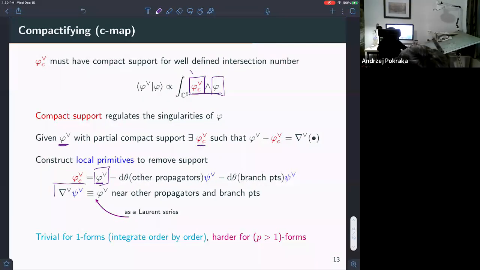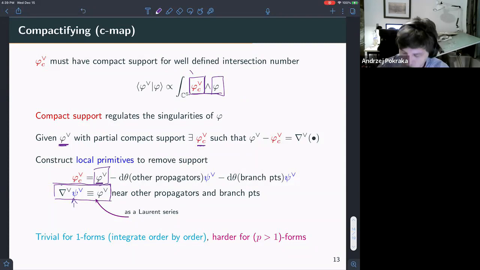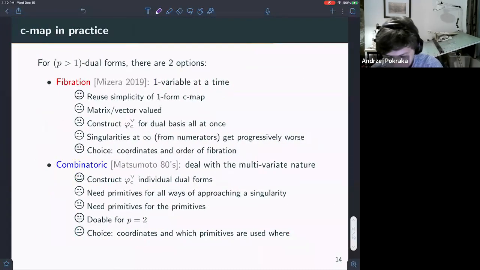And these primitives satisfy this differential equation here, but they satisfy it only as a Laurent series near these singularities. So in the one form case, it's really trivial to construct these primitives. We just have to integrate order by order in some small parameter, which is the distance away from these singularities. But things get a bit more complicated when we start wanting to do this for, say, a 4 form. So in practice, we have two different ways of going through this compactifying procedure for multivariate forms.